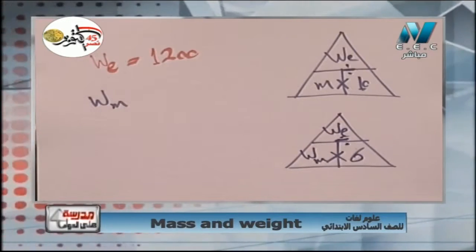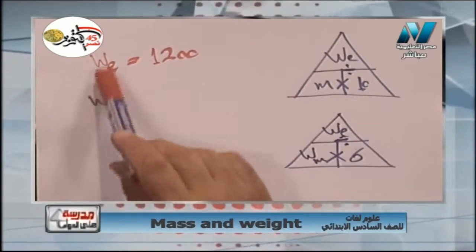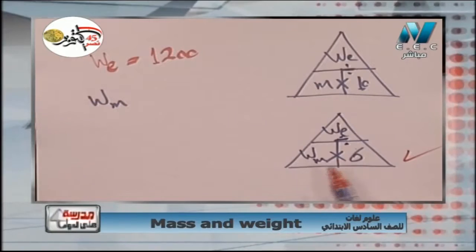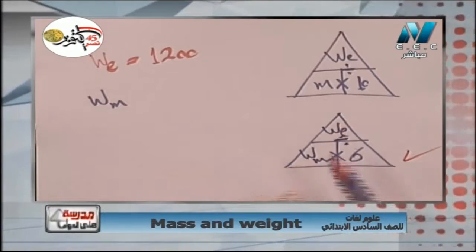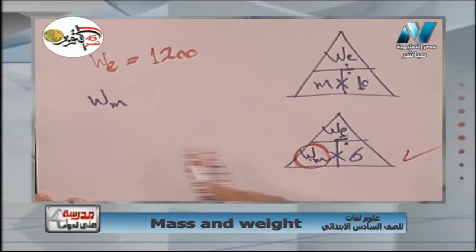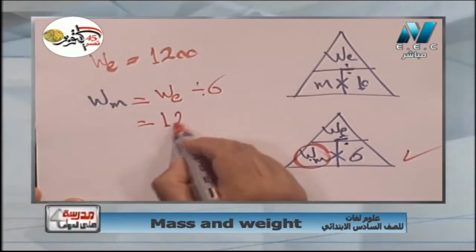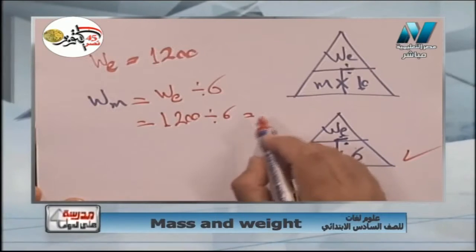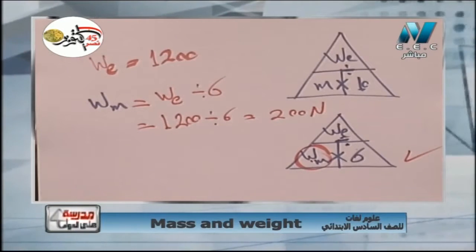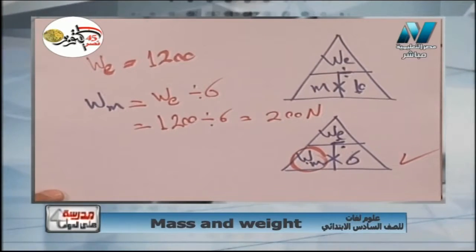اوكي so now I want what? I want weight on the moon. طب انا عندي ايه؟ weight on the earth. طب انا كده بشتغل في weight وweight مش weight وماس. يبقى هستخدم الرول ده اللي هو الرول التاني. ليه؟ because I want weight on the moon and I have weight on the earth. So I want what? Want weight on the moon. قلم عليها equal what? Equal weight on the earth divide 6. So it will be weight on the earth divide 6 equal 1200 divide 6 equal 200 Newton. Again, if I want weight on the moon, I will use the second law, second triangle. لما أكون عايز weight on the moon أكيد هلجأ للقانون التاني.